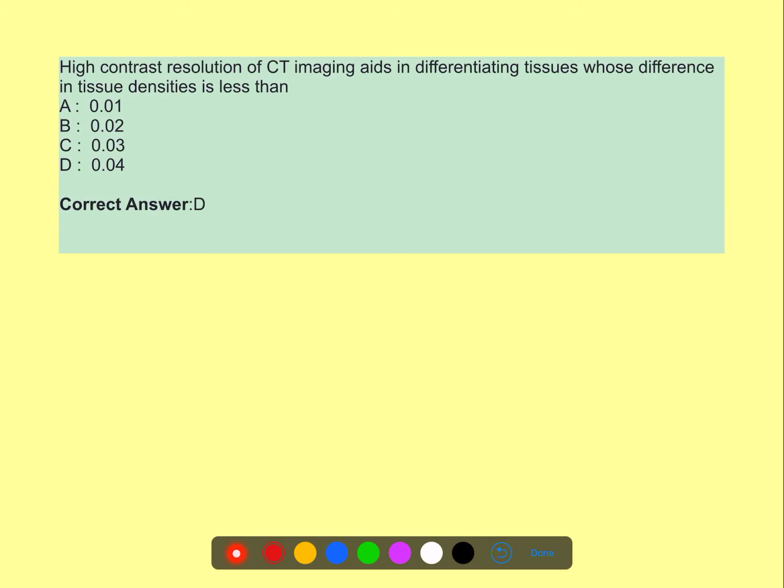High contrast resolution of CT imaging aids in differentiating tissues whose difference in tissue densities is less than. So, in high contrast CT, you can differentiate tissues. That means you can differentiate the densities which are less than 0.04. You have to note this. Even it can differentiate between tissue densities of 0.04.